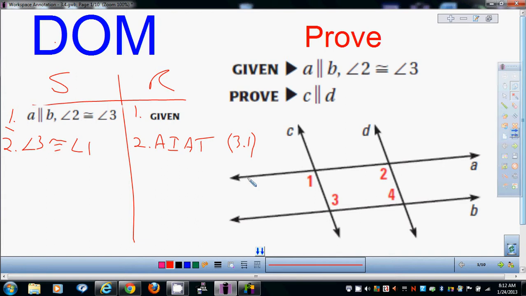Yes, the transitive property. I always call it TPOC. If two things are equal to the same thing, then they're equal to each other. So by the transitive property of congruence, I can thus conclude that angle 2 is congruent to angle 1. By the transitive property of congruence, TPOC.